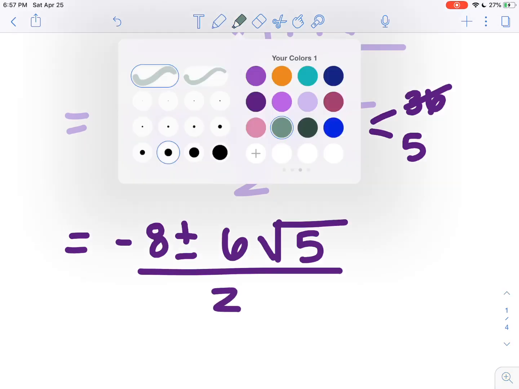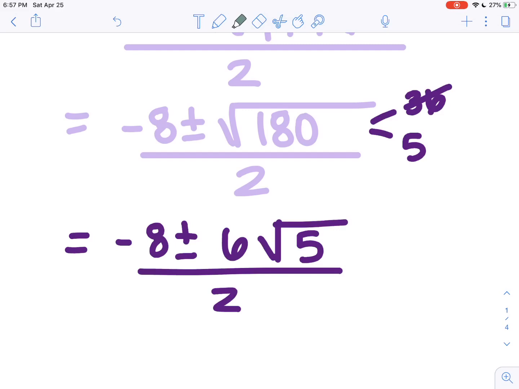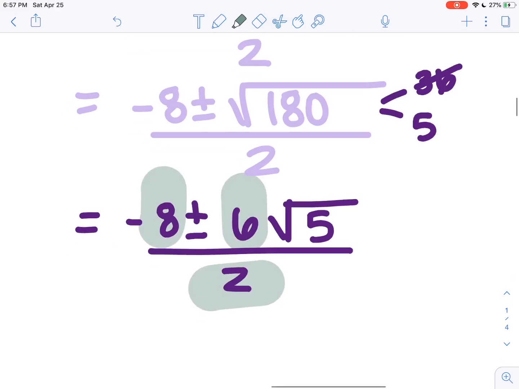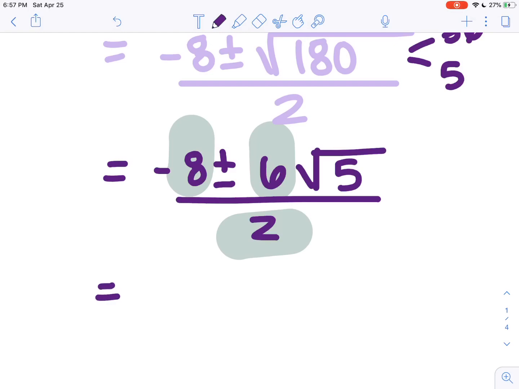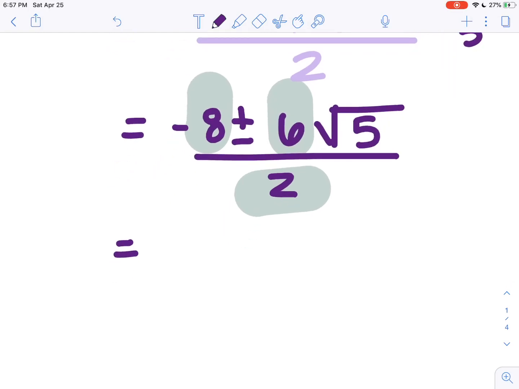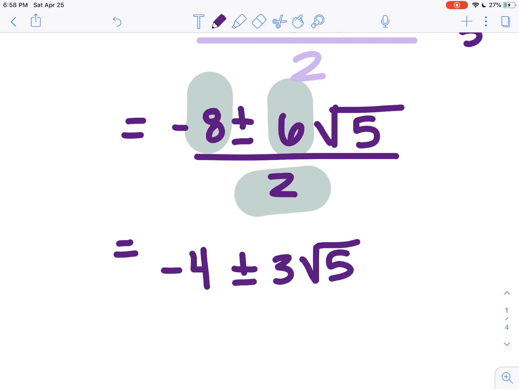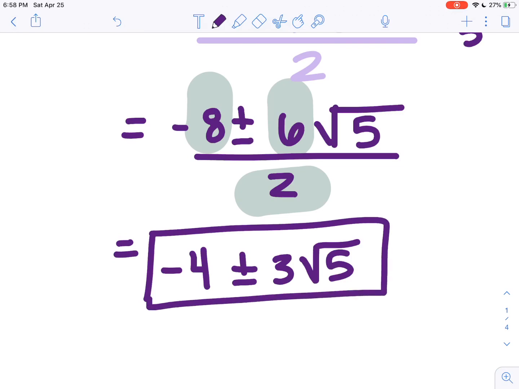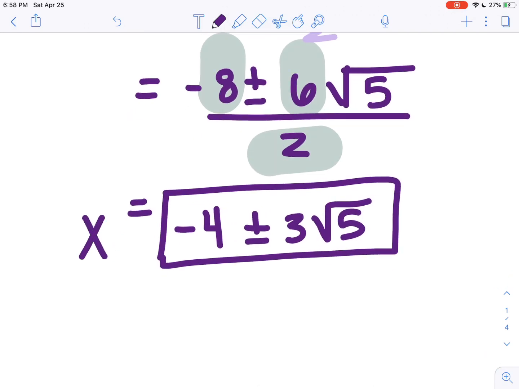So remember, you're looking at all the coefficients, and those could all be simplified by 2. So I'm going to divide all of those by 2. So I'm going to get negative 4 plus or minus 3 root 5. And then the 2 cancels out because 2 divided by 2 is just 1, and I'm not going to put that over 1. Now, you can only do that if all 3 of those can be divided by the same number. If there isn't a number that goes into all three of them, then you can't simplify any further. But since 2 went into all three of them, I simplified everything by 2.